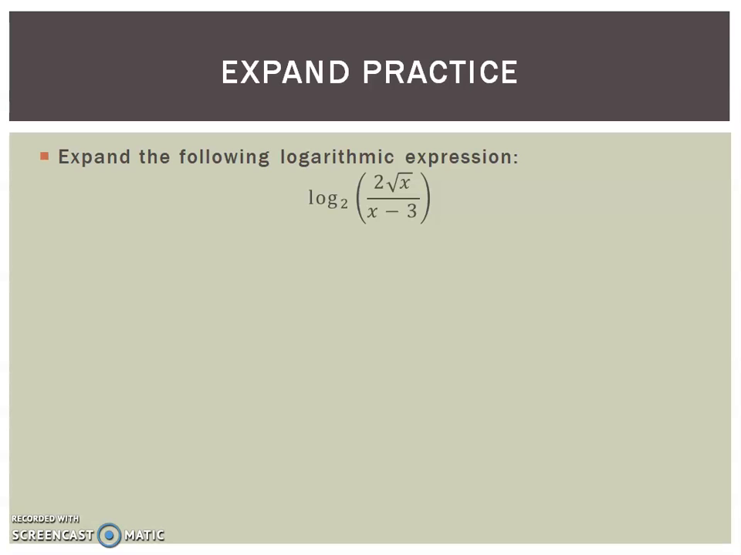So if I look up here, I've got 2 square roots of x divided by x minus 3. So I need to expand those two. Now, when I do this expansion, I'm going to have 2 logarithms instead of just 1. One of those is going to be a log base 2 of 2 square roots of x. The other one is going to be a log base 2 of x minus 3. And since I'm dealing with division, when I split these up, that means that in between those 2 logarithms, I should have a minus sign.